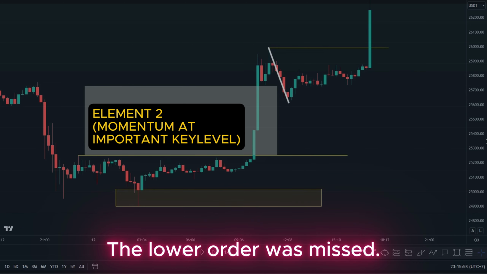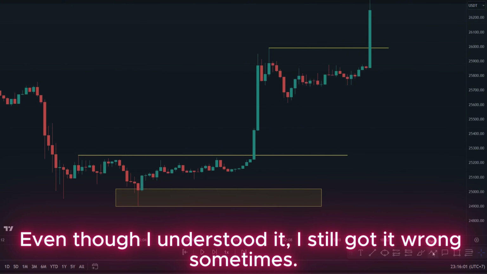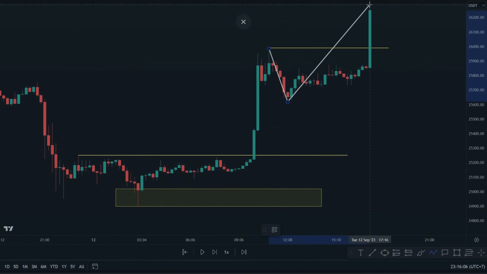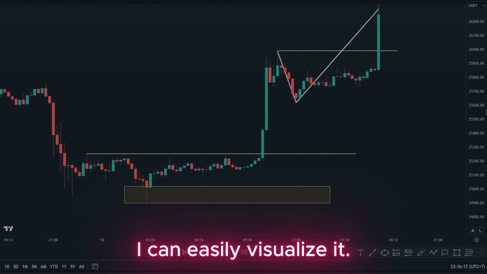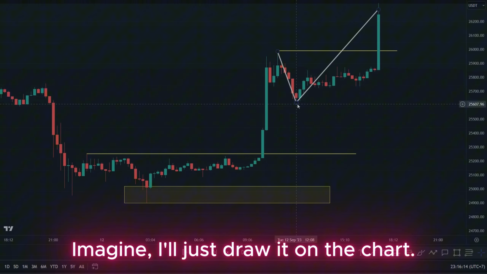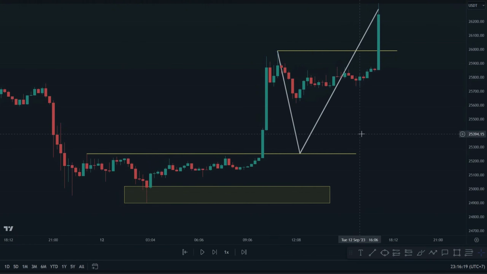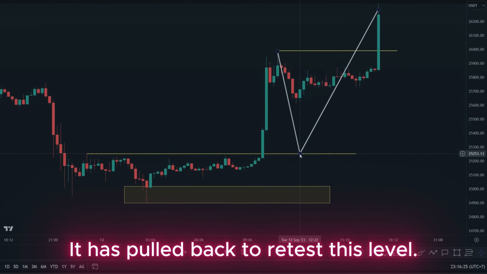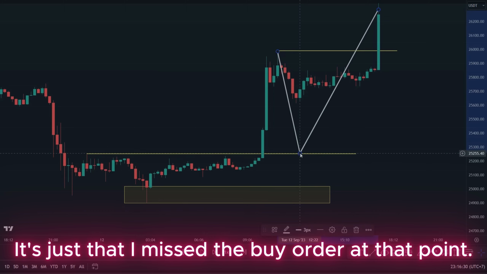So it can also be said that the price has retested the extremely strong force that created the important key level. The lower order was missed the first time. Even though I understood it, I still got it wrong sometimes. So at that time it will be like this, right? But to make it easier to visualize, I'll just draw it on the chart. The price has essentially retested this level. In my eyes, the price has pulled back to retest this level. It's just that I missed the buy order at that point.